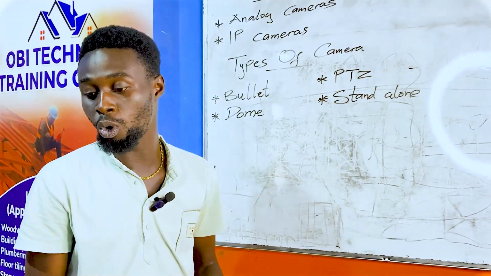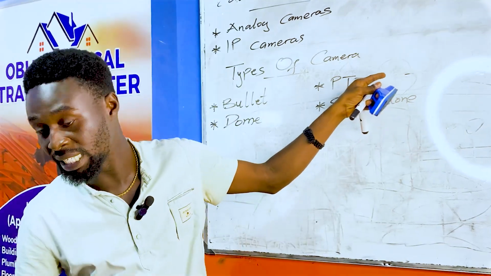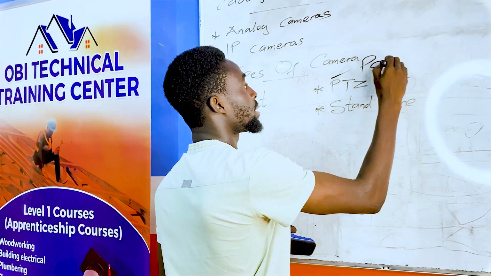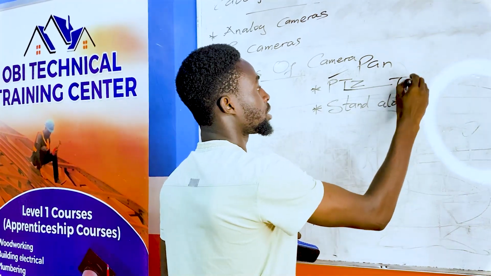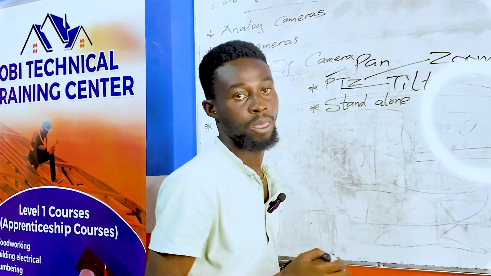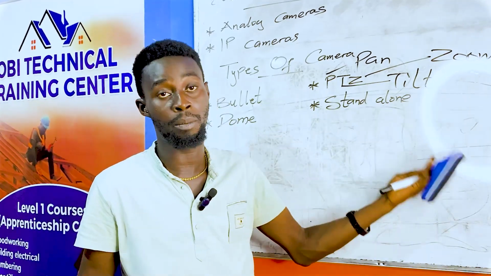Good. And then we also have what we call the standalone or the PTZ. The PTZ stands for pan, tilt, and zoom. Why are we saying it is a pan, tilt, or zoom camera?